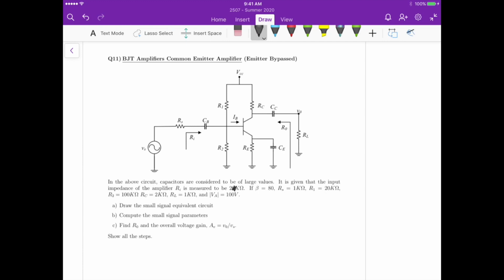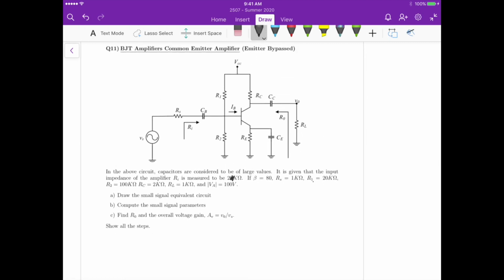Then beta is equal to 80. Rs is equal to 1K, R1 equals 20K, and R2 equals 100K, RC equals 2K, RL equals 1K, and then the Early voltage is 100 volts. So first we have to draw the small signal equivalent circuit.